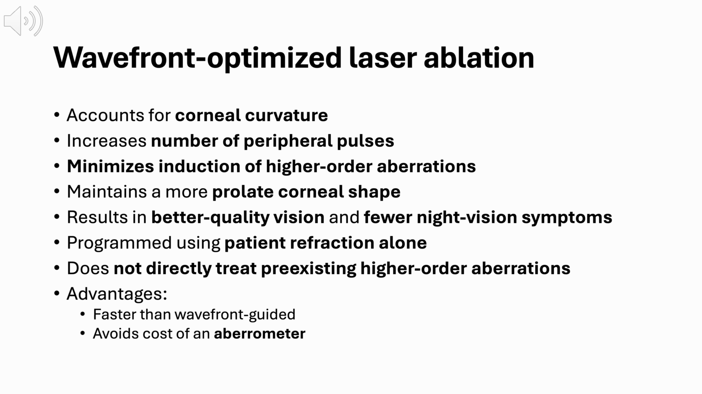This leads us to wavefront-optimized laser ablation. The key idea here is that the laser algorithm accounts for the natural curvature of the cornea. Instead of treating the cornea like a flat surface, it recognizes that peripheral laser pulses are less efficient and compensates by delivering more pulses to the periphery. By doing this, wavefront-optimized treatments minimize the induction of higher-order aberrations, particularly spherical aberration, which we just discussed as a major limitation of conventional profiles. The goal is shape preservation. These treatments help maintain a more prolate corneal shape, which translates clinically into better overall quality of vision and fewer night vision symptoms like glare and halos.